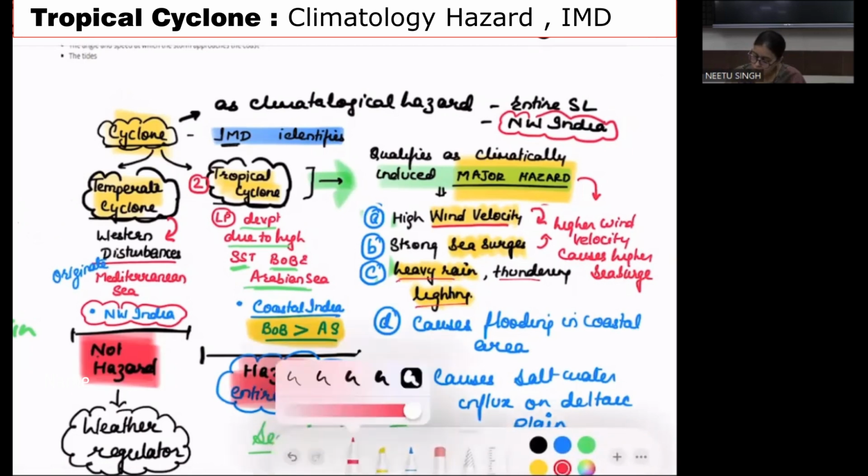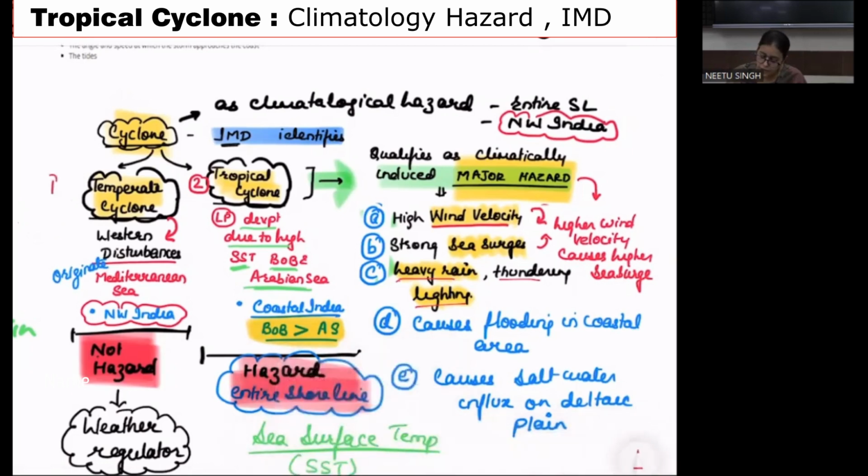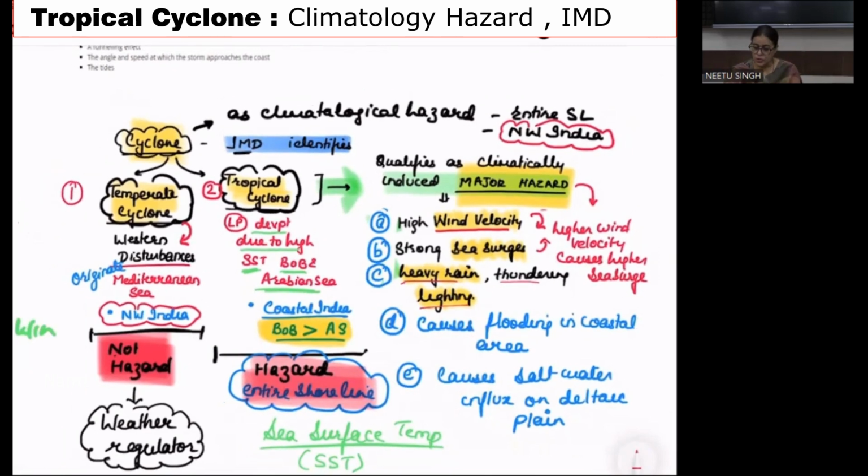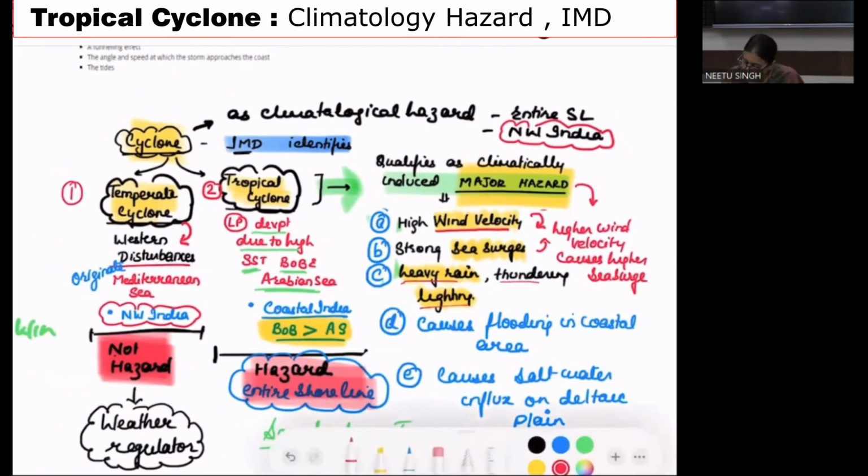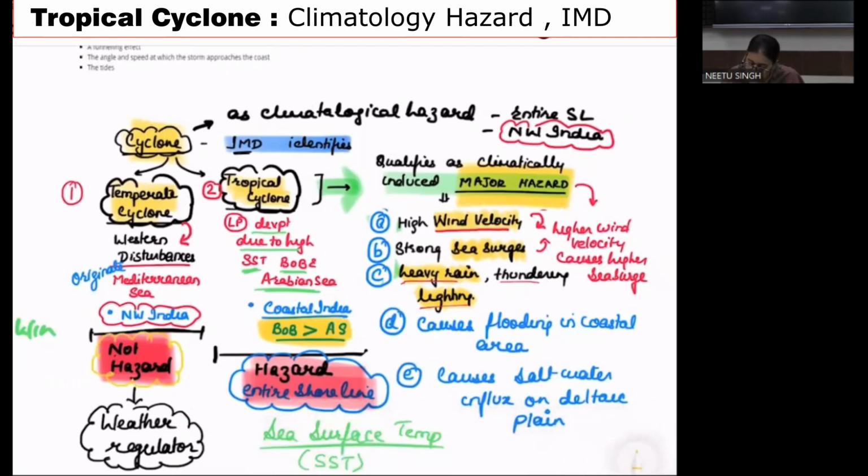Hand raise karo. You are aware of it. I have talked about it in the class. It is western disturbances. Western disturbances are experienced only in winters. It originates in Mediterranean Sea. It is experienced in northwestern India and it is not hazard. Not hazard को बहुत strongly highlight करेंगे. Western disturbances causes precipitation and is not hazard.